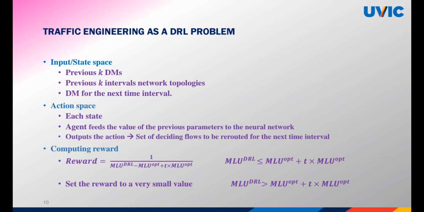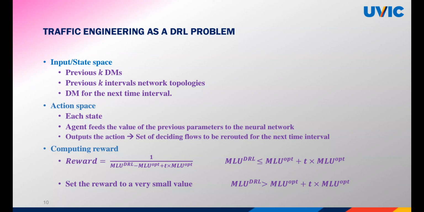For the input or state space in our approach, a DRL agent observes a set of metrics including the previous K demand matrices and previous K intervals' network topologies, and the demand matrix for the next time interval. And for the action space, for each state, the agent would feed the values of the previous parameters to the neural network and output the action, that is the set of deciding flows to be routed in the next time interval.